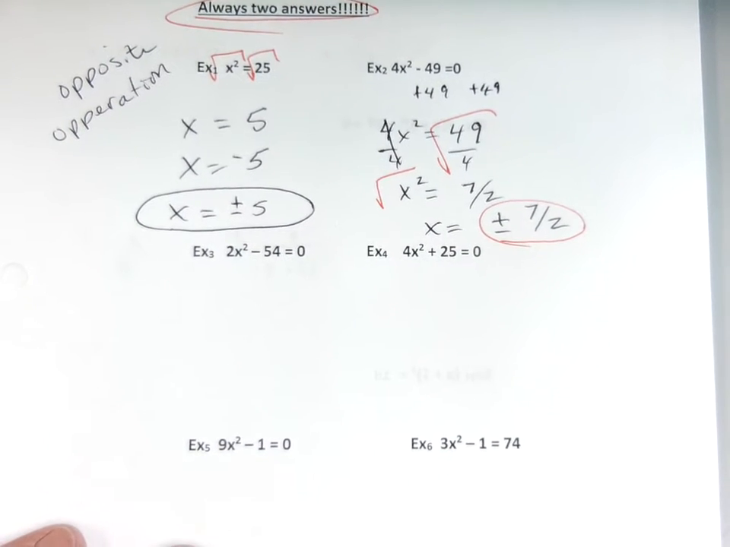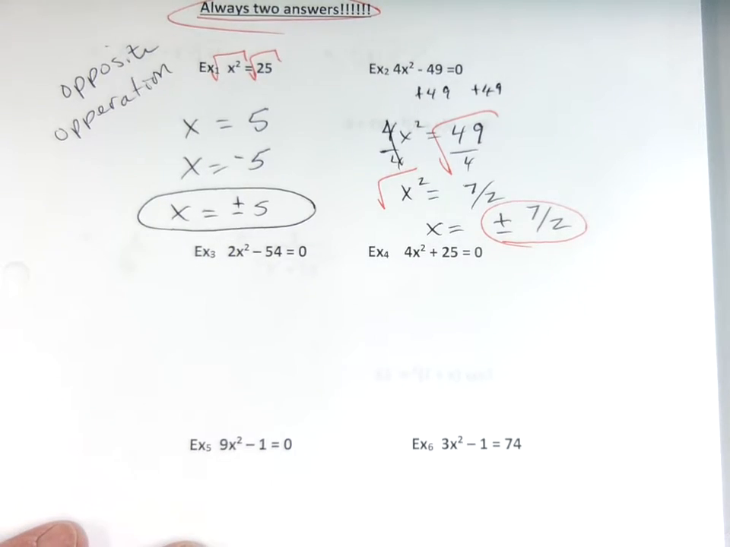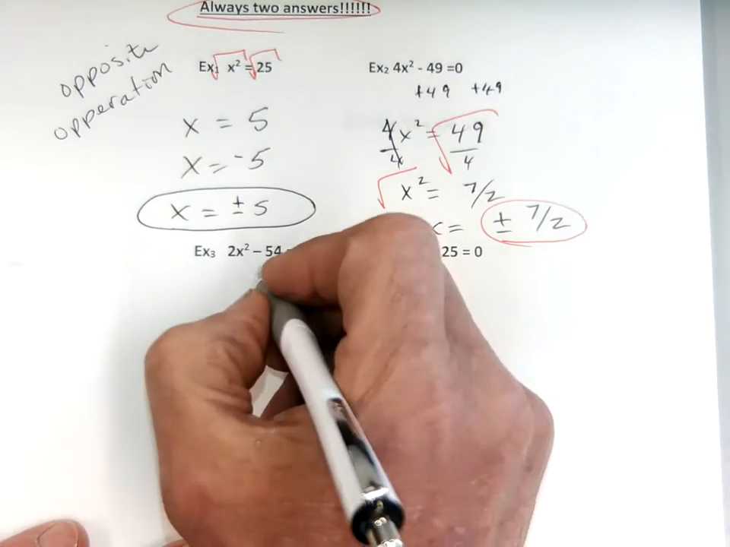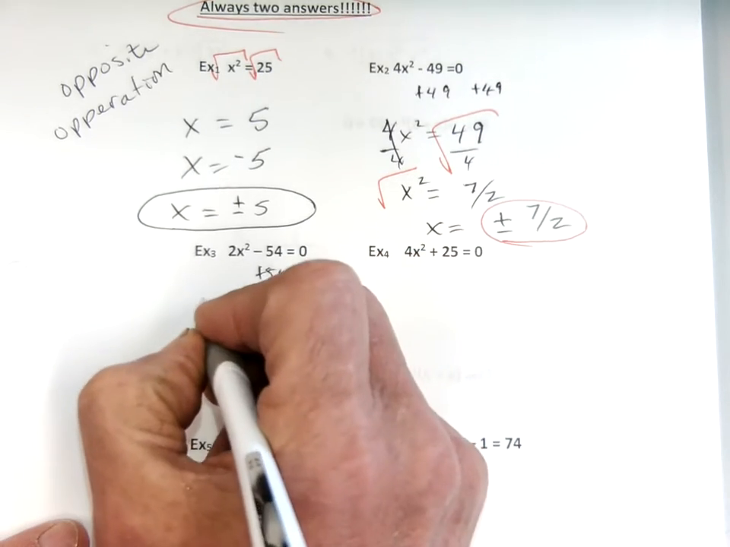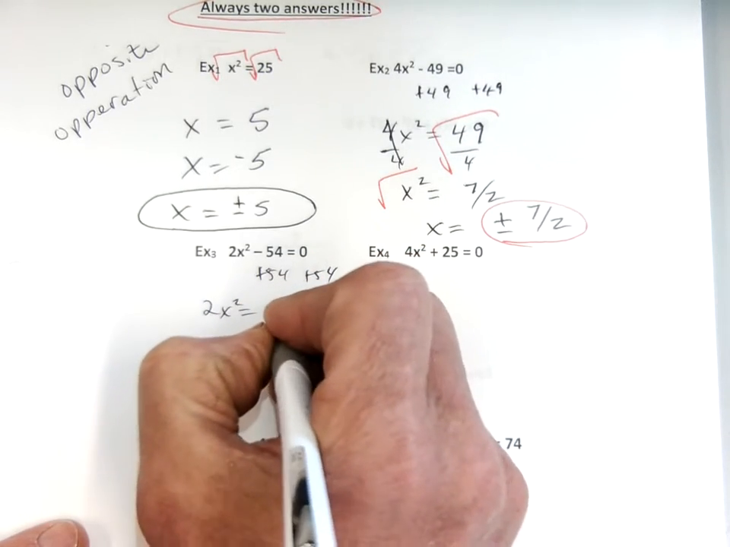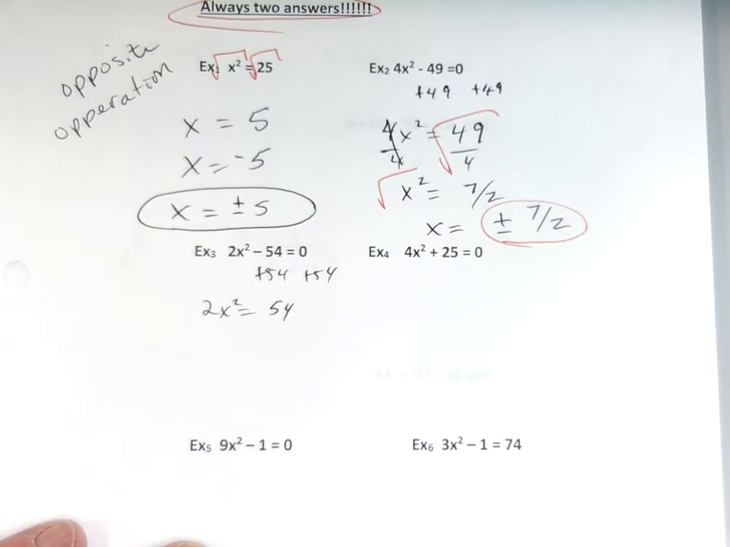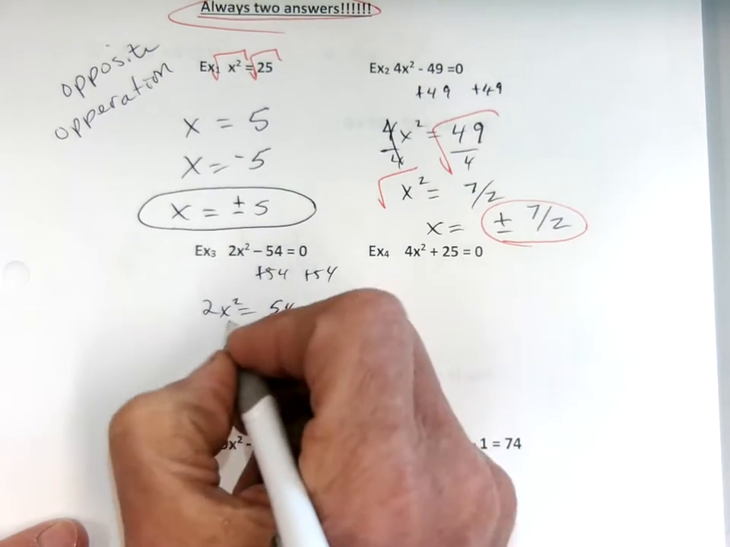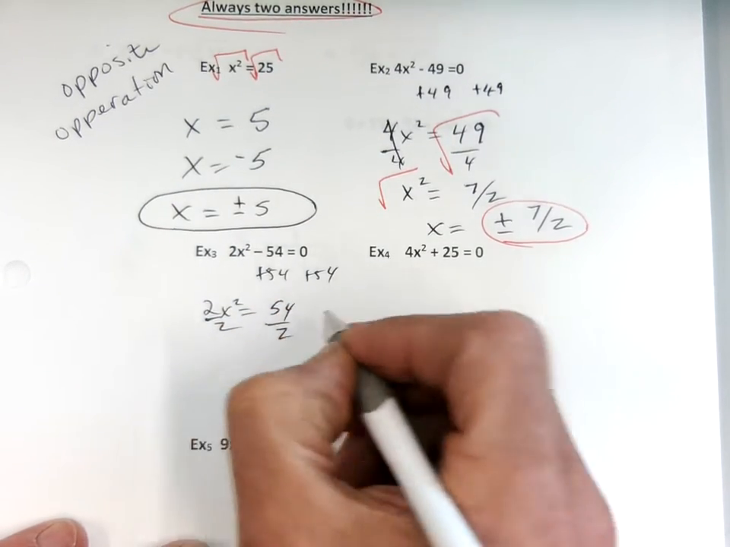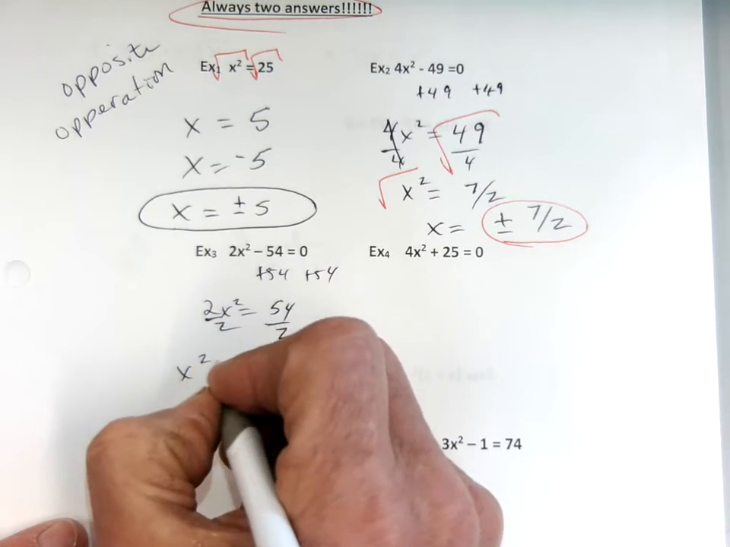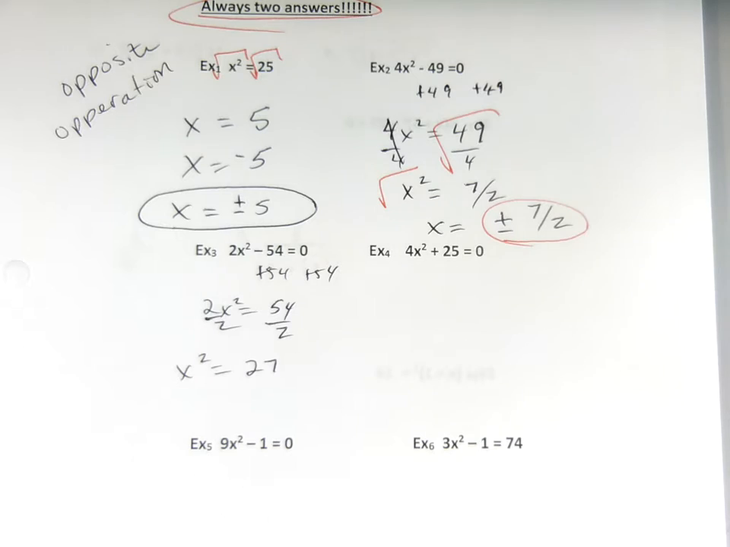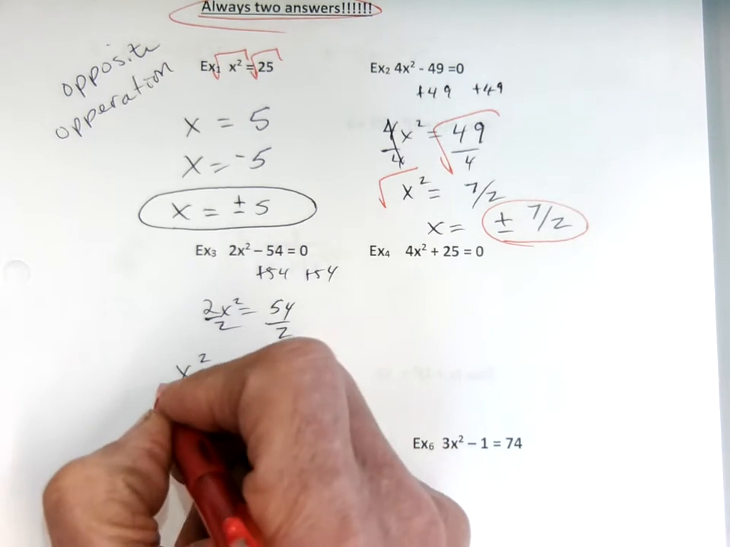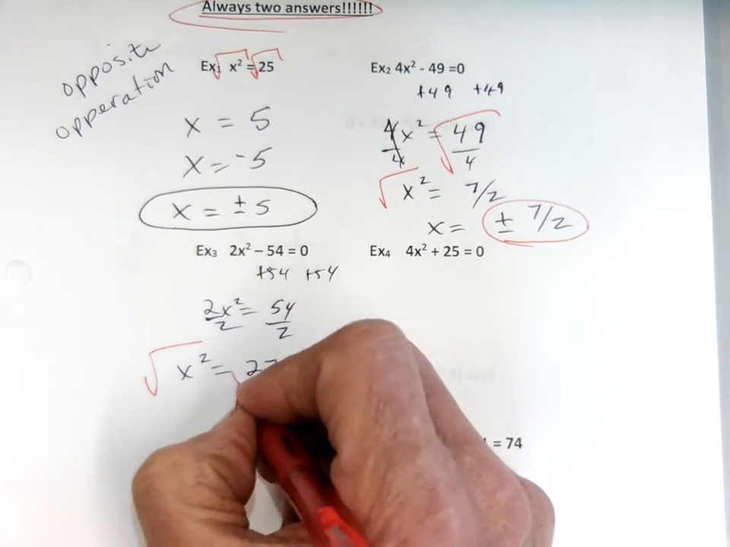Okay, example 3. What do you think? Plus 54. Does that make sense? Plus 54. 2x squared equals 54. Divide by 2, divide by 2. X squared equals 27. Okay, well, all right, 27. I'm going to square root both sides to get rid of the square, right?